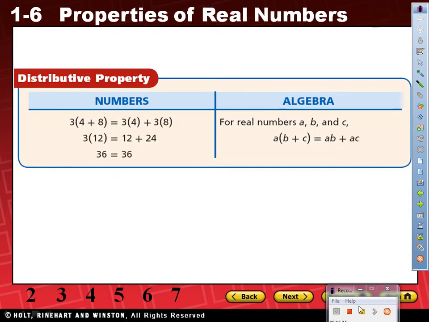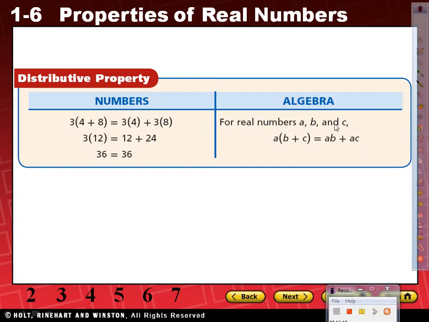Distributive property. I gave you guys these boxes, so write 3, open parentheses, 4 plus 8, close parentheses, equals 3 times 4 plus 3 times 8. Then right here, they simplified for the second step. What's inside of this parentheses? What is 4 plus 8? 12. What is 3 times 4? 12. 3 times 8? 24. What is 3 times 12? That's 36. What is 12 plus 24? That's 36.